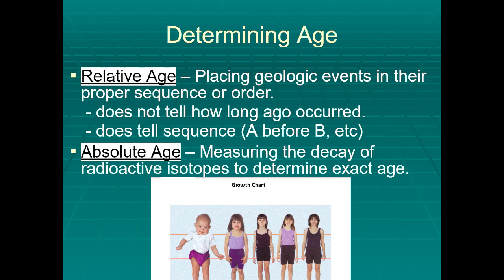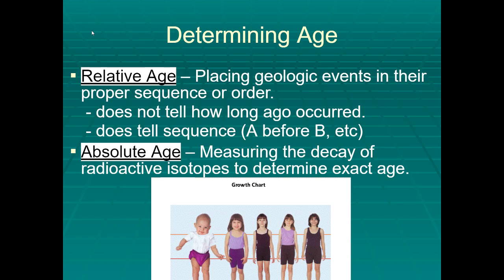Alright, so in order to determine age, I told you we're going to use relative and absolute dating. Relative age is placing geologic events in their proper sequence and order. It does not tell you how long ago something occurred, but it does tell you the sequence. So A happened before B before C. If I said that Sally is older than Mike, I don't know how old Sally is and I don't know how old Mike is, but I can tell you that one is going to be older than the other.